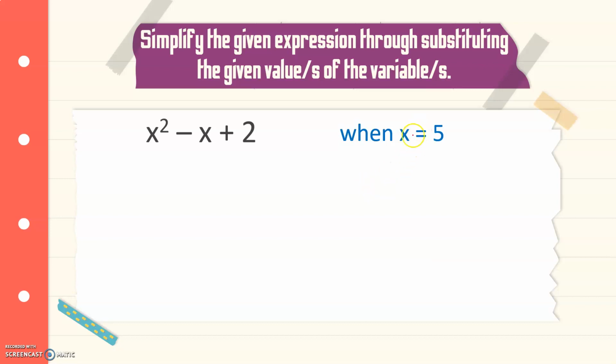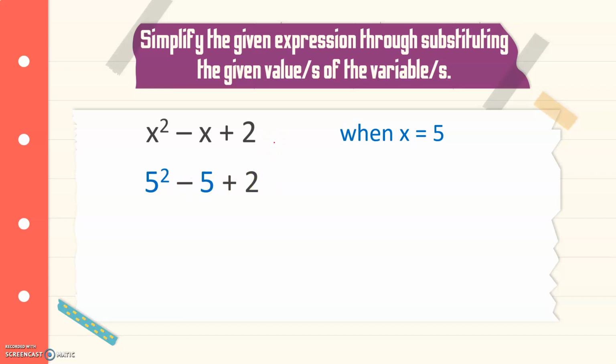Another example, x squared minus x plus 2. Okay, it's given that the value of x is 5. So again, we have two x's here. So both of them will be replaced or substituted with 5. So if we do that, we'll now have 5 squared. Because it's x squared, the value of x is 5. So we'll now have 5 squared minus 5 plus 2.